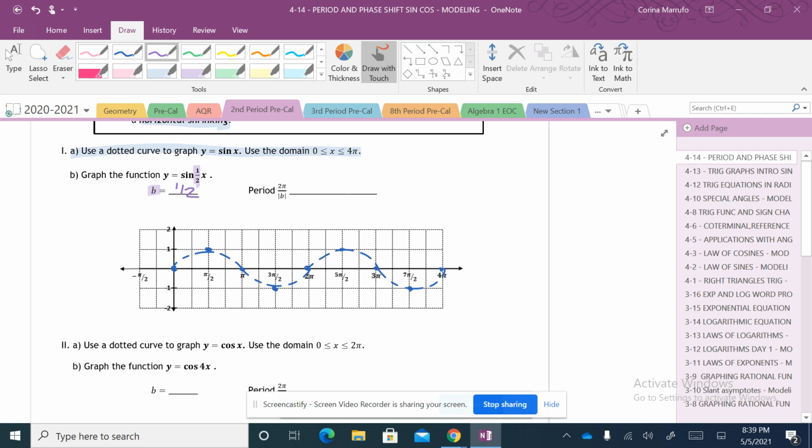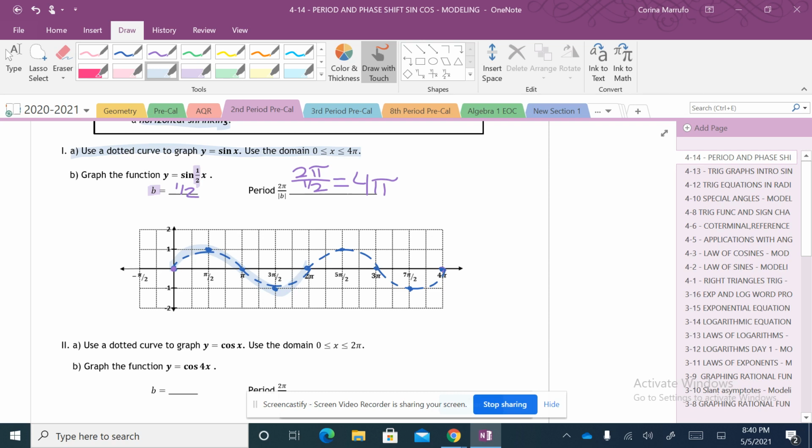Now our period is going to be 2 pi divided by b. So 2 pi divided by 1/2. If you take 2 and divide it by 1/2, you're going to have 4 pi. Okay, you can put that in your calculator if you want. And so that means between 0 and 4 pi, we're going to have one cycle. Okay, so remember, from here to here is one cycle, and then it starts all over again, the same little pattern.